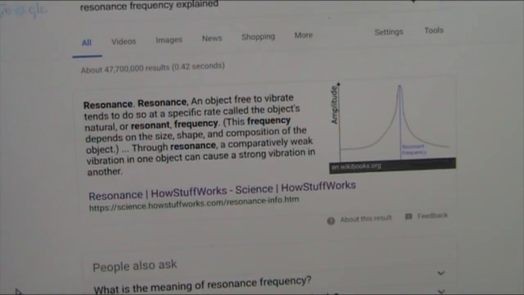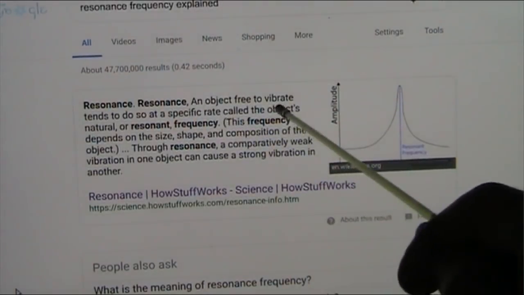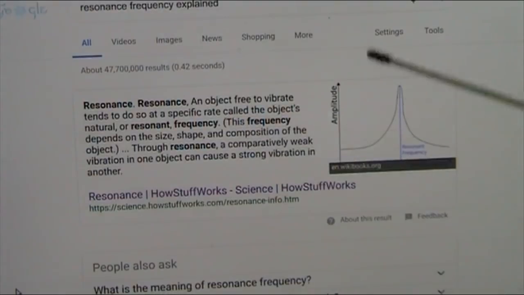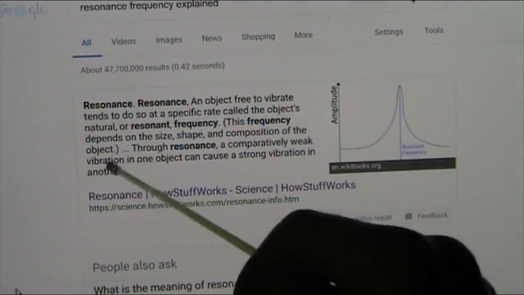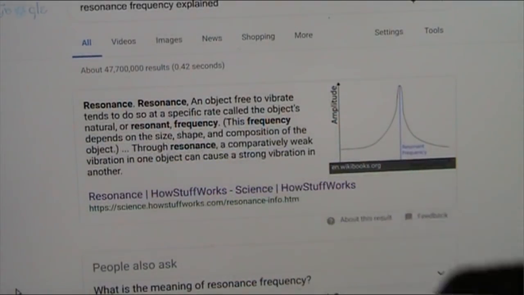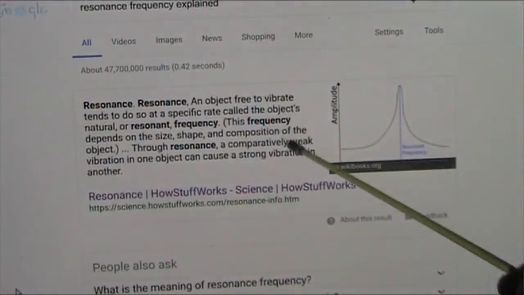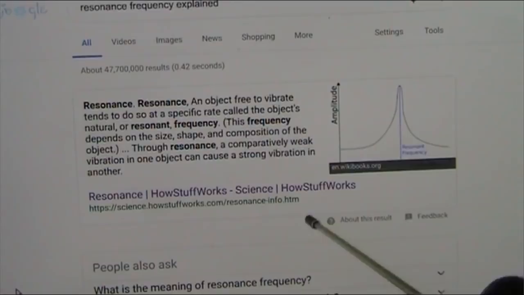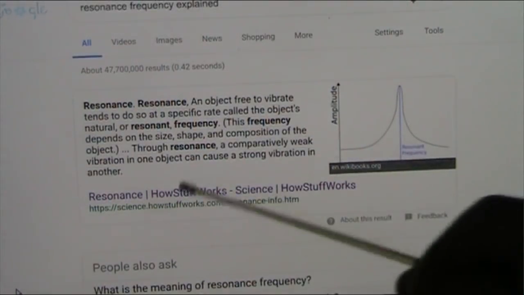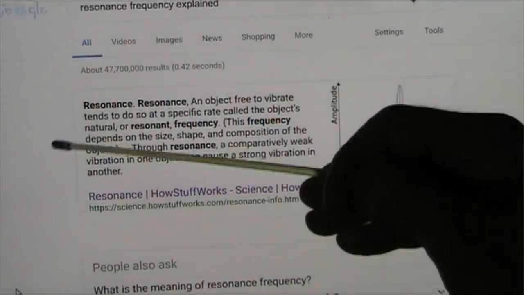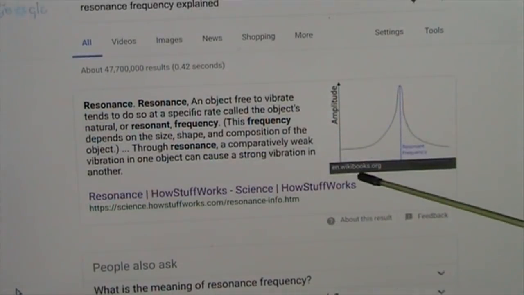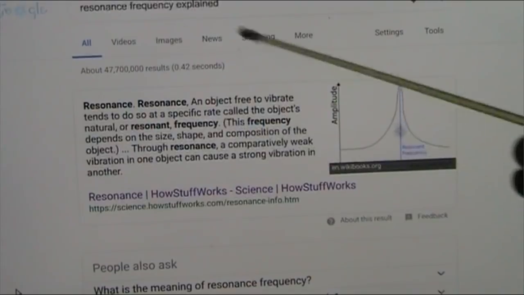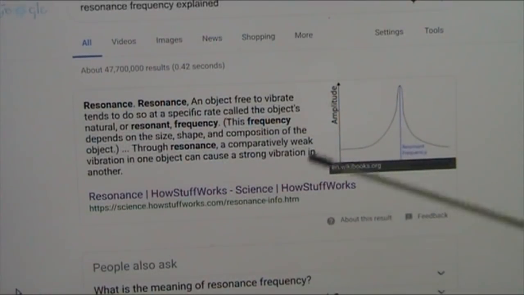Everybody thinks they understand it. Say, well, what is resonance? It says here, an object free to vibrate, like that in a wave, tends to do so at a specific rate called the object's natural or resonant frequency. So some things wave this long, some go like this fast, some go faster, some go slow. If something in your area is vibrating at the same rate that you want to vibrate at, you will pick that vibration up if you're in the same physical system, and you will start to shake and vibrate at the same vibration the other one does.